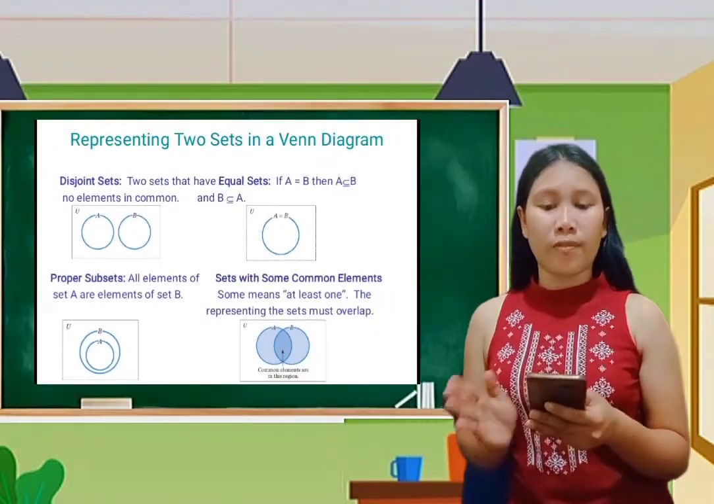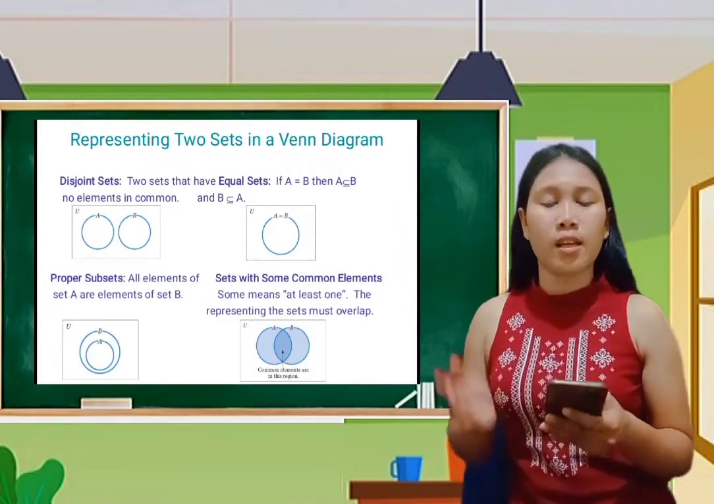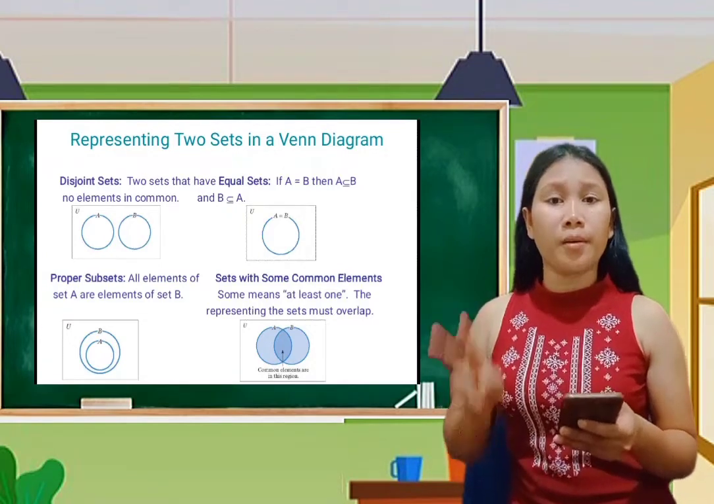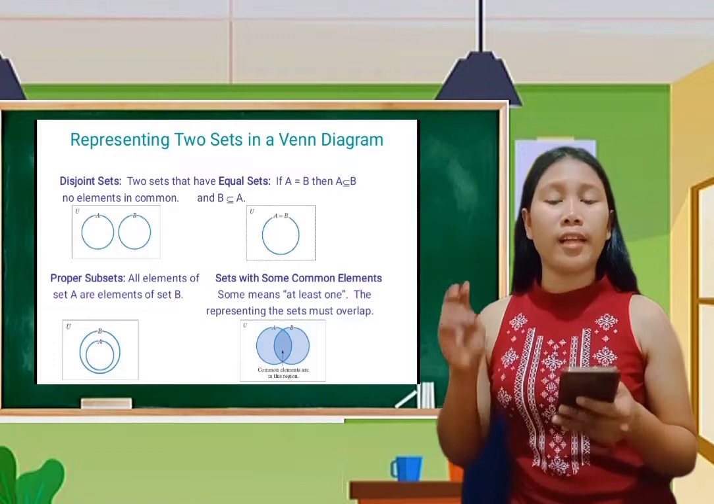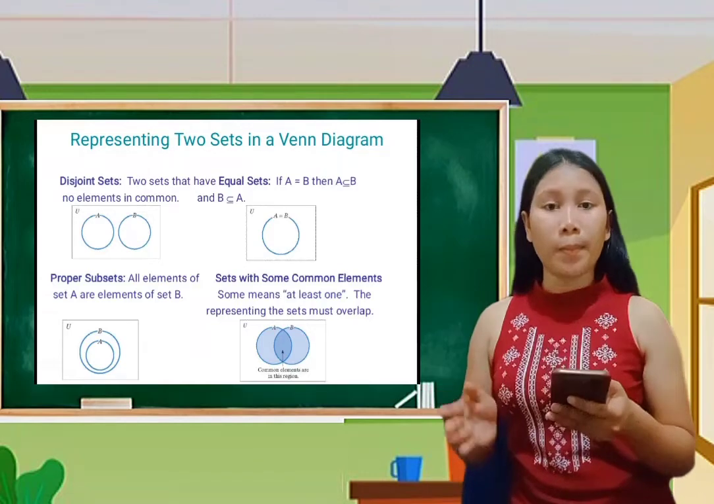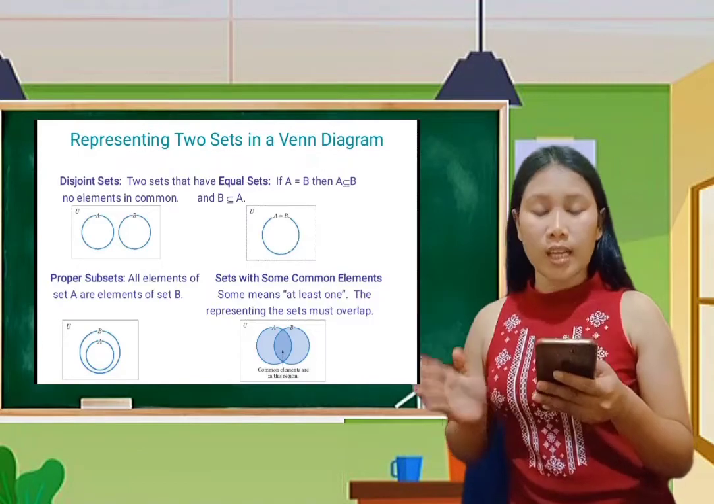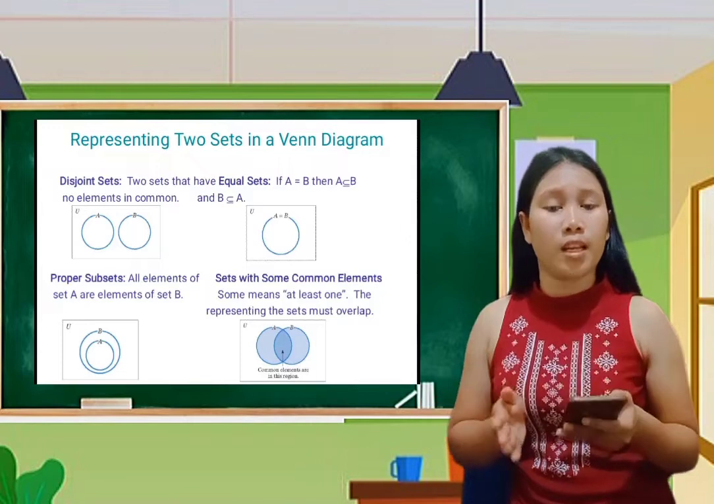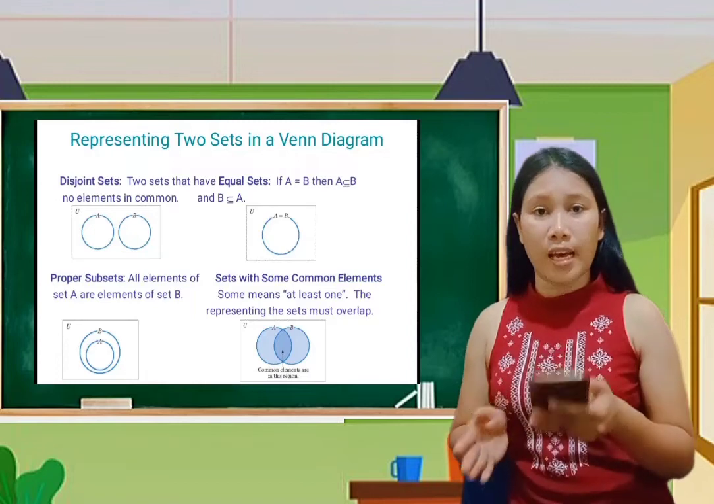Representing two sets in a Venn diagram. What is disjoint sets? Disjoint sets, this is the two sets that have equal sets. So, if A is equal to B, then B is equal to A. If the elements of A is 1, 2, 3, then the elements also in B are 1, 2, 3. They have the same elements. What about proper subsets? Proper subsets, this is all elements of set A are elements also in set B. Kung anong meron sa set A, meron din sa set B. But, hindi lahat ng elements ng nasa set B ay meron sa set A.